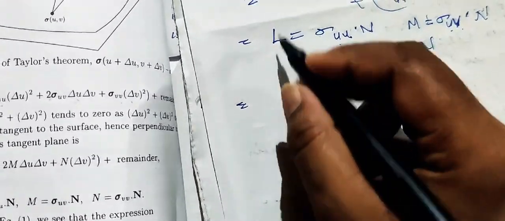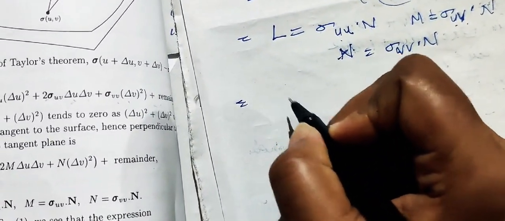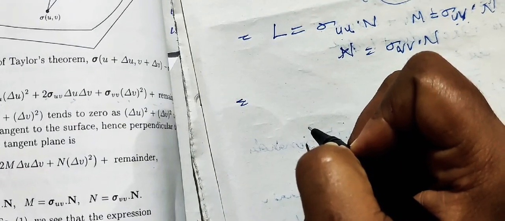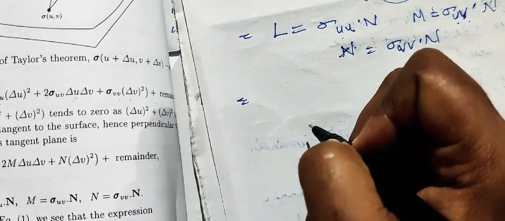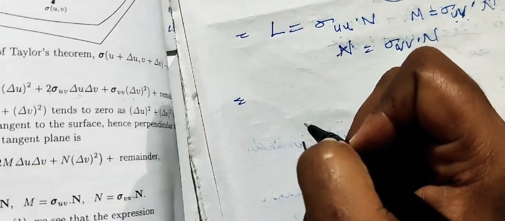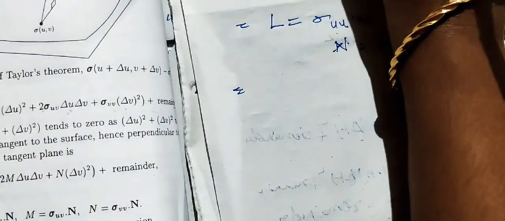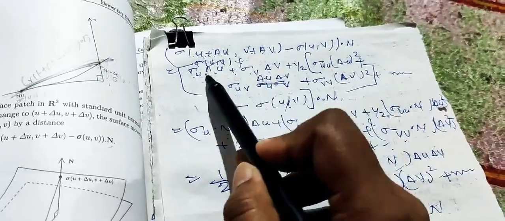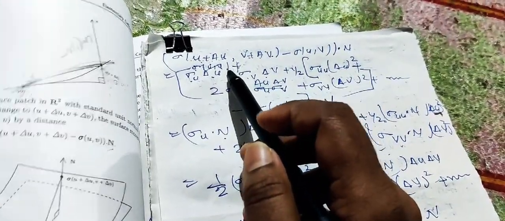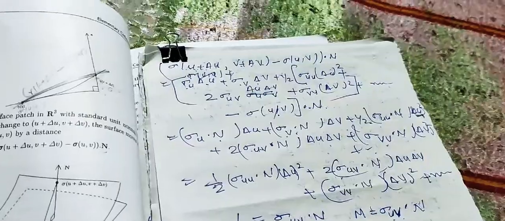So substitute these values in this one. So we take this 1 by 2 as common. I'm sorry, this 1 by 2 is the same common. Okay. So sigma of (u plus delta u, v plus delta v) means sigma of (u, v) plus the same as this one.